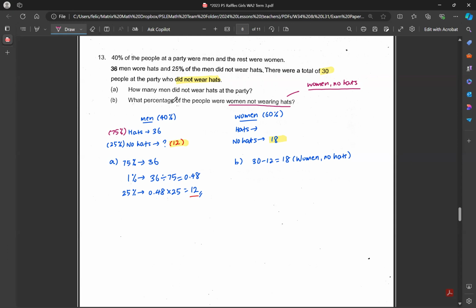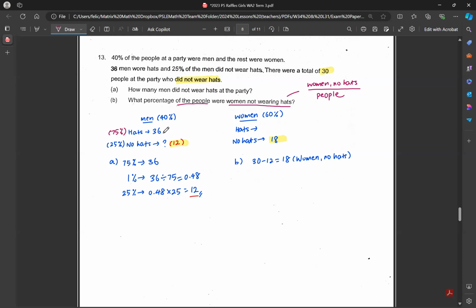Over the people. The word "of the people" means the total people is at the denominator. So this is your final fraction that you are creating. Women with no hats, no issues. I already calculated it here: 18 women without the hats. But the problem now is I need to find out what's the total number of people.